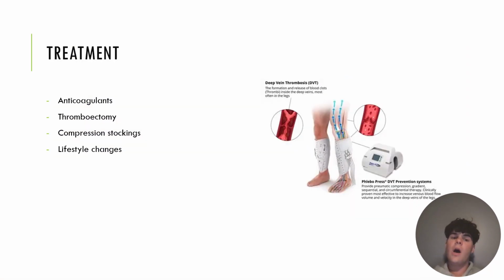Treatments. DVT is often treated with anticoagulants. In rare cases, they can perform a thrombectomy where they remove the section of the thrombosis from whatever part of your body it's in. Compression stockings are often used to help stimulate blood flow, and a lot of lifestyle changes such as quitting smoking, increasing mobility, and not living such a sedentary lifestyle.